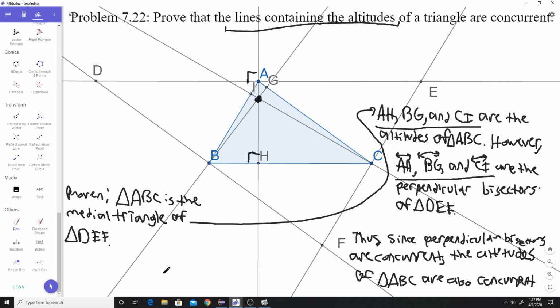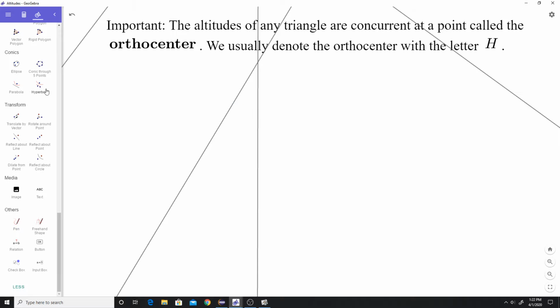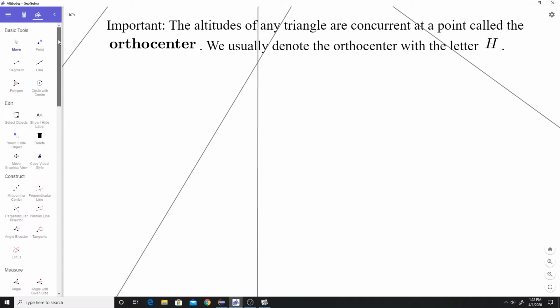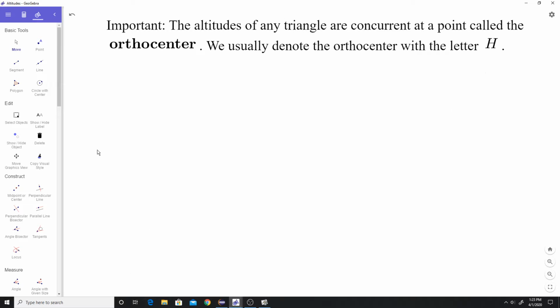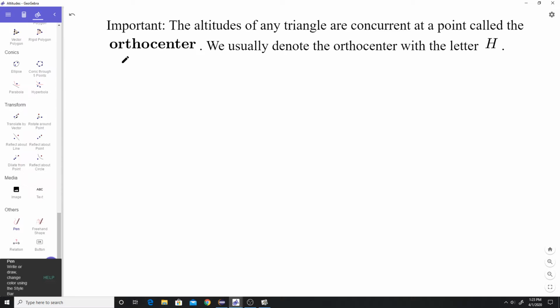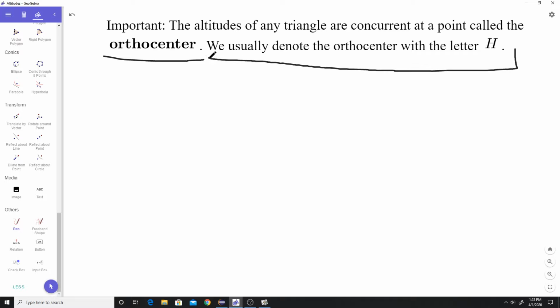And that completes our proof and gives us the first important property, which is that the altitudes of any triangle are concurrent at a point called the orthocenter. Orthocenter. And we usually denote this with the letter H. So our first really new definition, the orthocenter, the point where the altitudes are concurrent.